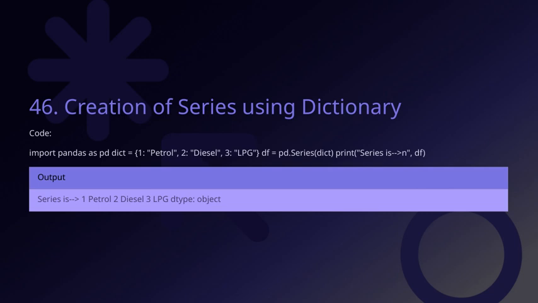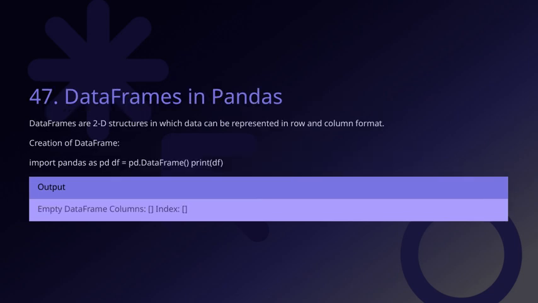All right, let's talk about data frames in Pandas. As you can see from the slide, data frames are essentially two-dimensional structures that allow us to organize data in rows and columns. Think of it like a spreadsheet or a table in a database, very intuitive and flexible for data analysis. When we create a data frame, we typically import Pandas with the alias pd, and then we can initialize an empty data frame using pd.DataFrame. If you run that, you'll see an empty table with no columns or data, just as shown here.